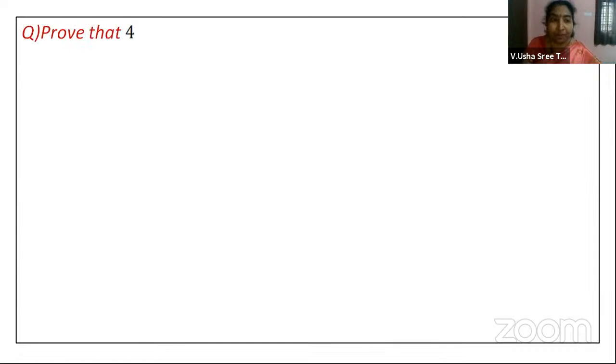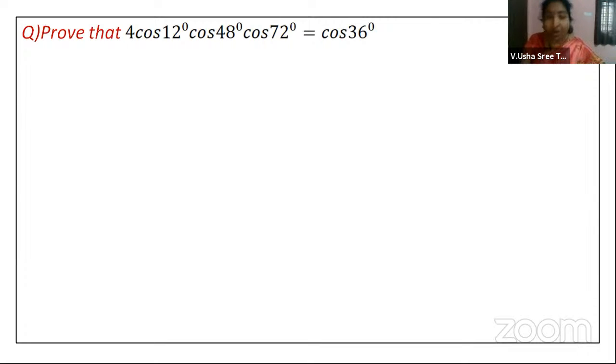Now we'll make use of these formulae and we'll try to solve one problem, children. Prove that 4 cos 12 cos 48 cos 72 is equal to cos 36 degrees. Now all these terms, whatever you are seeing, are not the standard values we have learned, except this 72 degrees. Of course, we have seen 18, 22 and a half also, but we are not so much acquainted with these values, isn't it? So we'll see what we can do here.